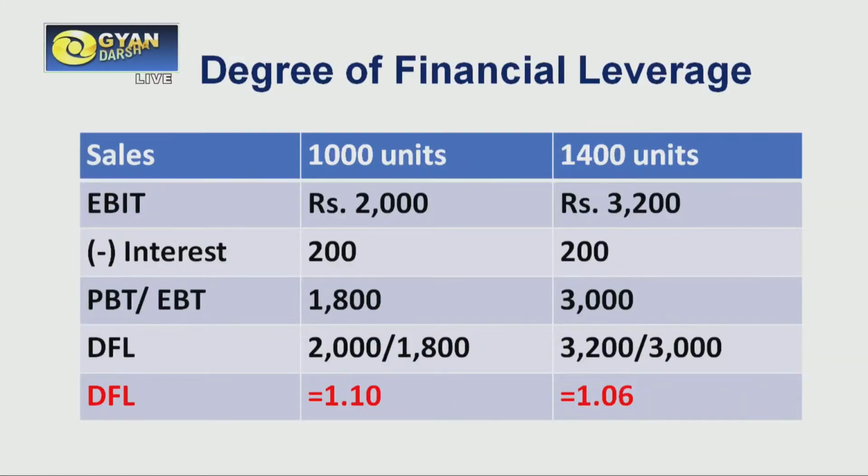Just like in case of operating leverage, where we used another formula, that is contribution divided by EBIT, similarly in case of financial leverage, we may use one more formula, that is EBIT divided by EBT. So we can also see how we can calculate the same thing using this new formula. Again, we are using the same table, the same numbers, to understand how this other formula is applicable. Exactly the same values: EBIT 2000, 3200, interest is 200. We have deducted it here, and we get 1800 and 3000 as profit before tax.